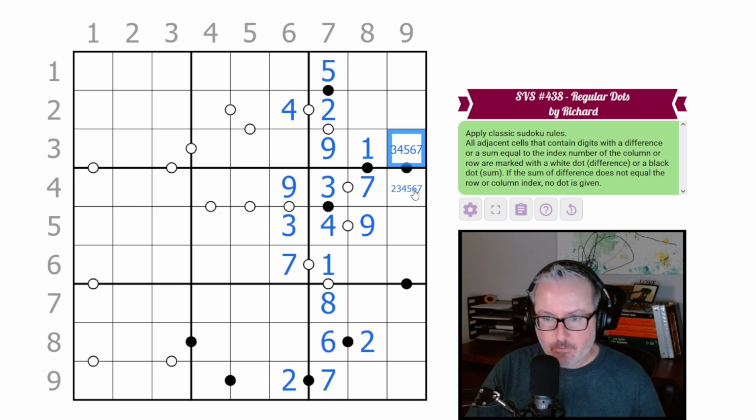This can't be 2, so this can't be 7. This can't be 5, so this can't be 4. This can't be 3, so this can't be 6. 3, 4, 7. That didn't actually take us too far, did it?